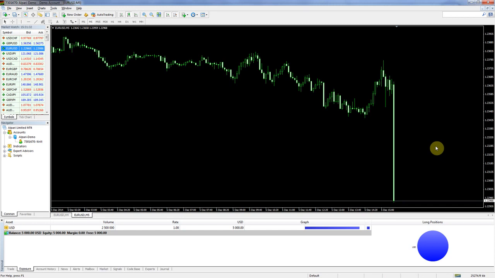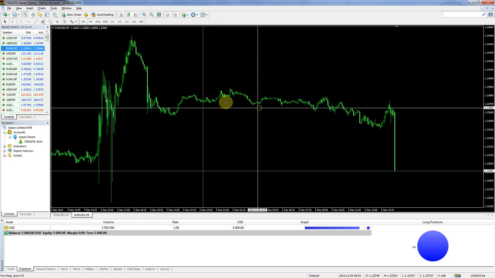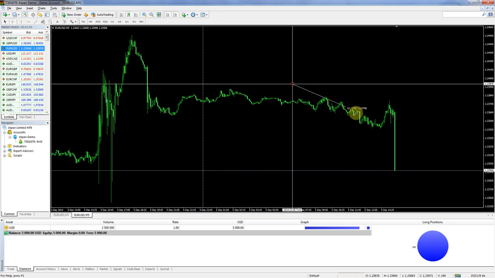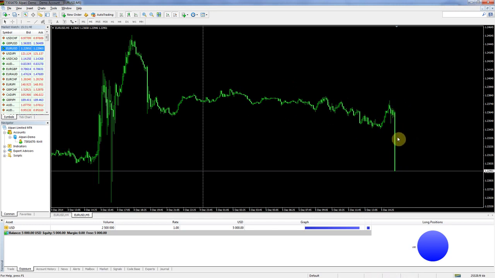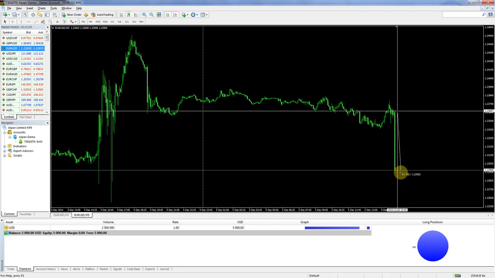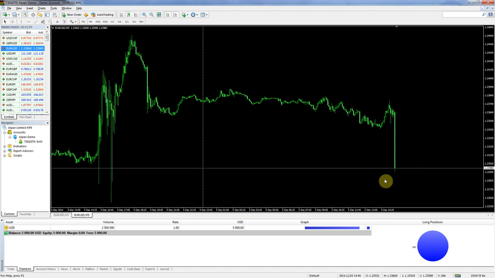This is the first Friday of December 2014. The US have just released non-farm and unemployment. As you can see, the market was waiting for this. There was a consolidation over here, and as the news came out, the market has already dipped about 70 pips. Now it's already 70, 72, 73 pips, all in the space of minutes.